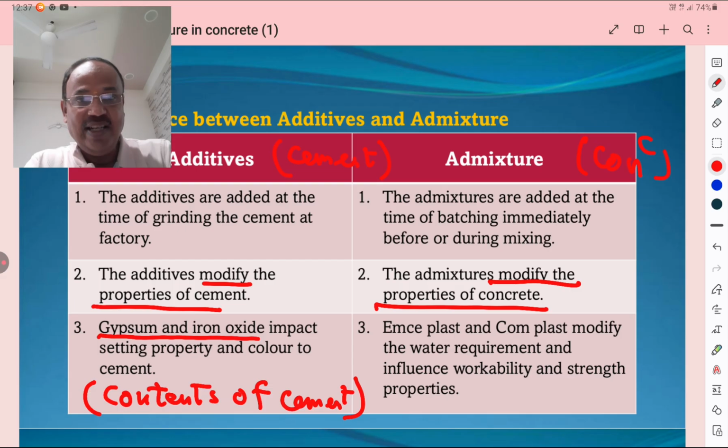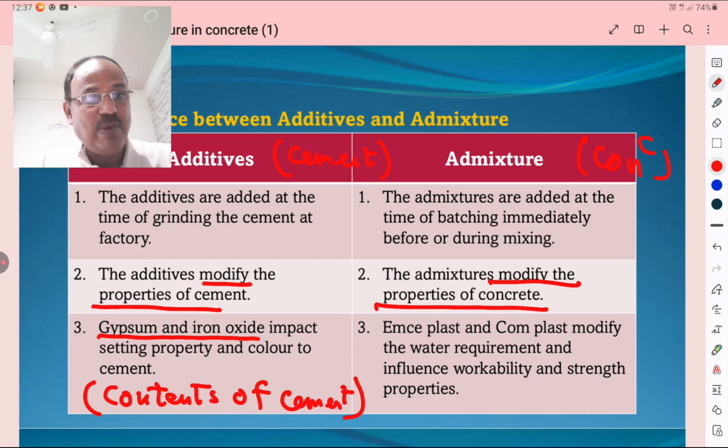That is the simple difference. The additives are added at the time of grinding of the cement in the factory. The admixtures are added at the time of batching, immediately before or during mixing. The additives modify the properties of cement. The admixtures modify the properties of concrete.